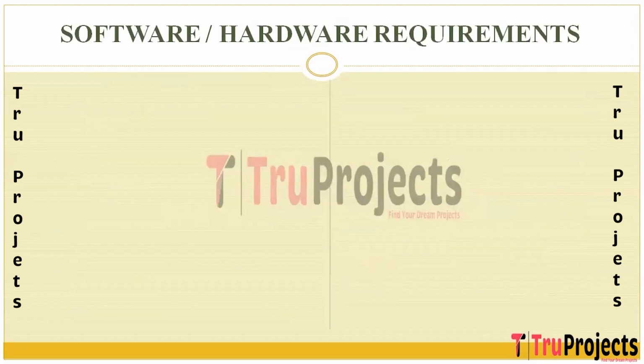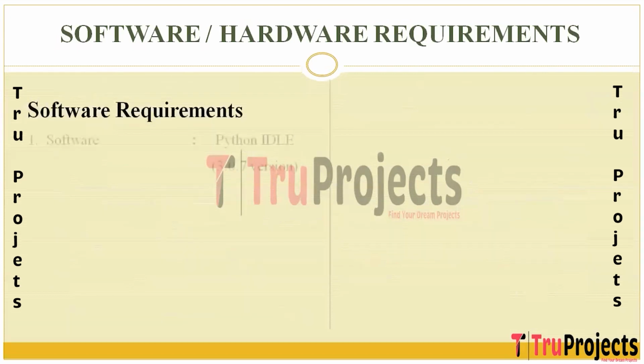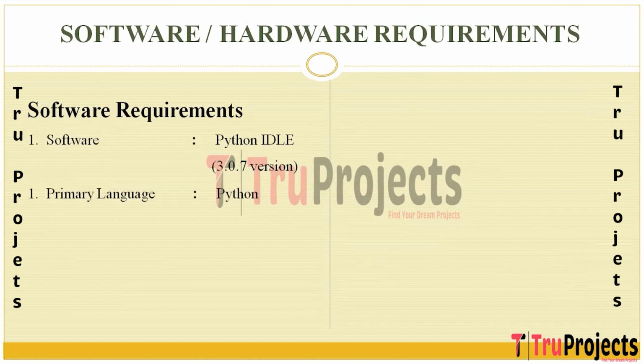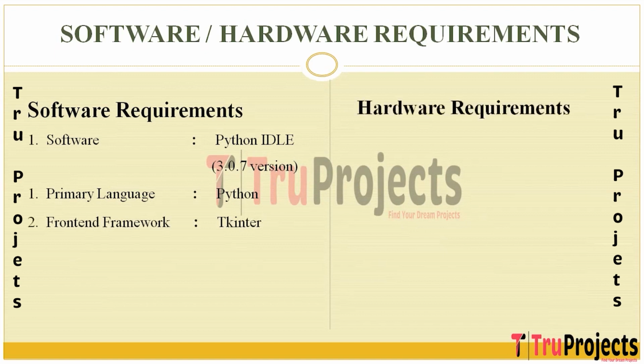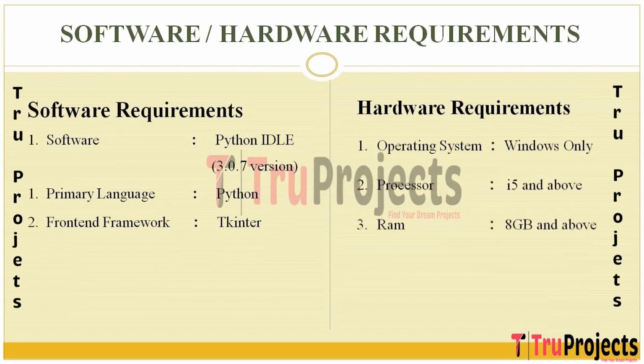Software and hardware requirements needed. Software requirements: Python IDLE 3.0.7 version. The primary language needed is Python. The front-end framework used is Tkinter. Hardware requirements needed are operating system of Windows, processor of i5 and above, RAM of 8 GB and above, hard disk of 25 GB and above.